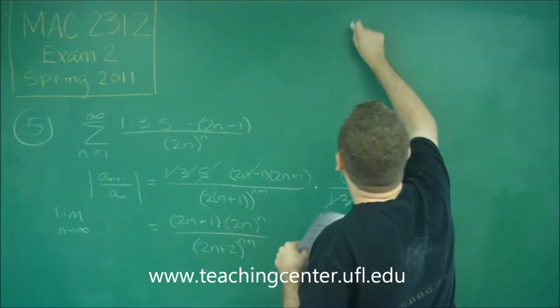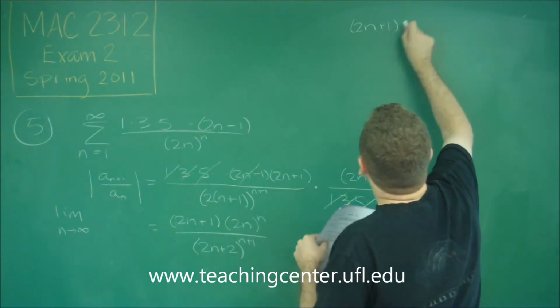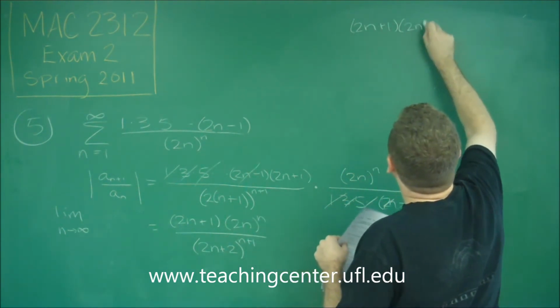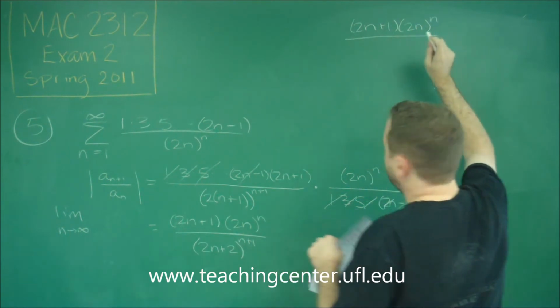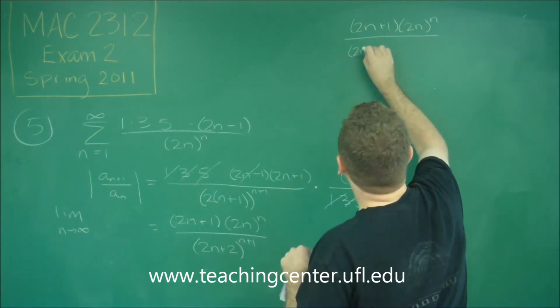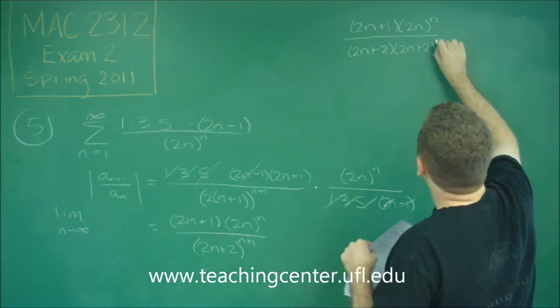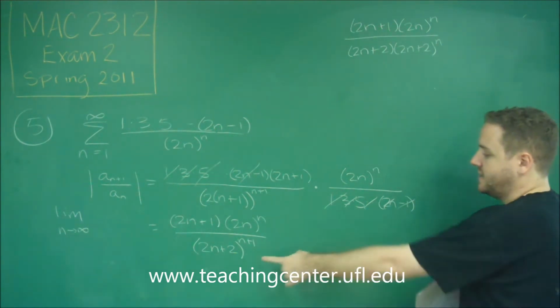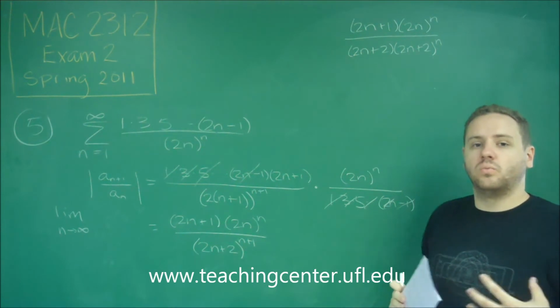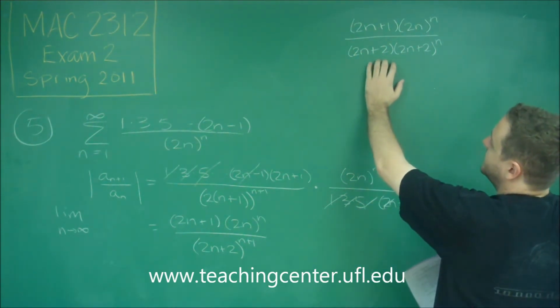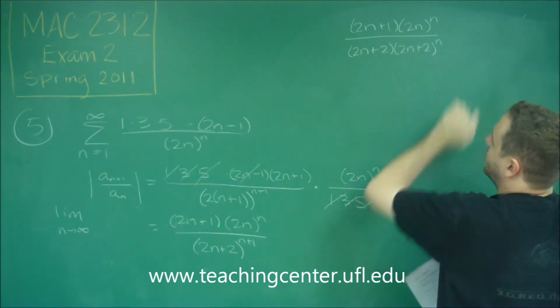So what we're going to do is write the top the same way, but on the bottom we're going to take one of the 2n plus 2's out and then write (2n plus 2) to the n. So that's the exact same thing as that. I just took one of the extra 2n plus 2's and separated it from the 1 to the n power.